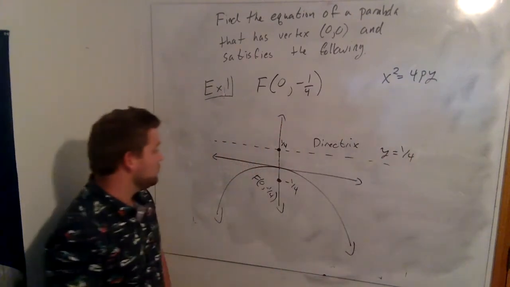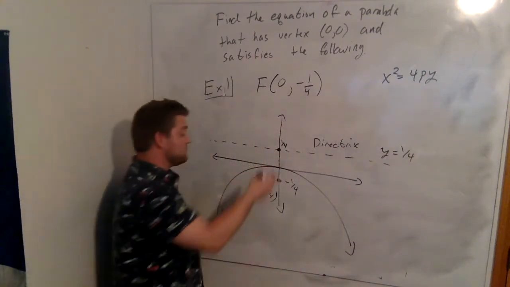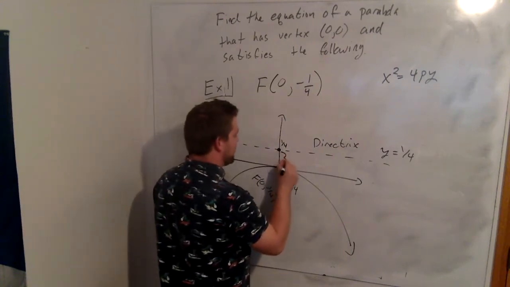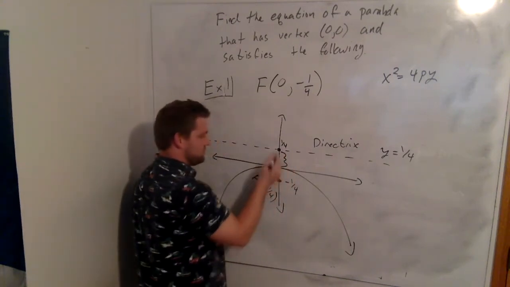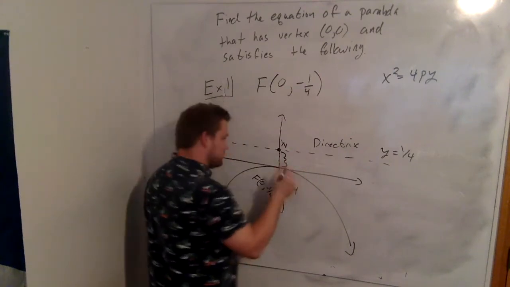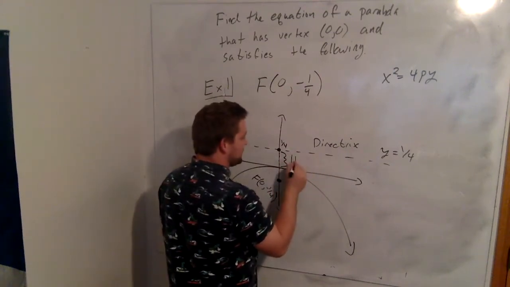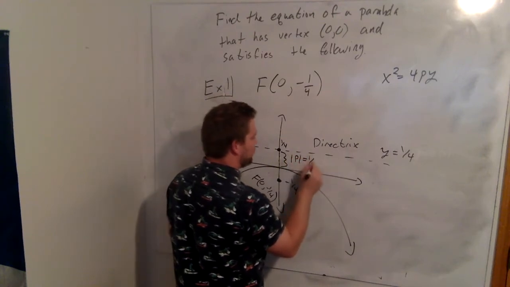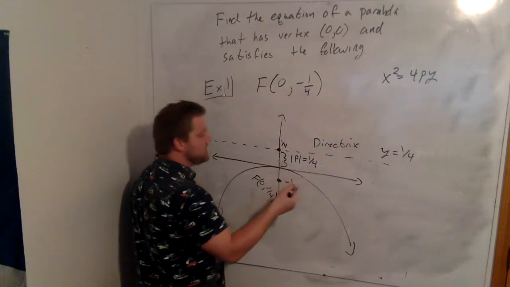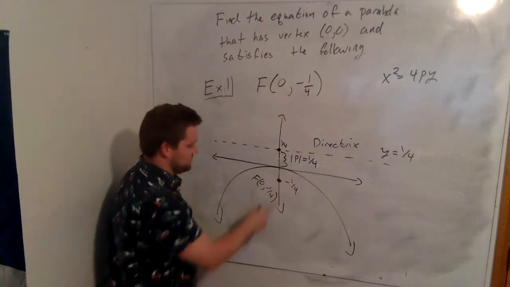And in this case, we should know that p is negative because the focus is below the directrix. Now all we have to do is figure out what the value of p is. That's this physical distance right here. The absolute value of p will be 1/4. And again, since the focus is below the directrix, p will actually be negative 1/4 in this case.